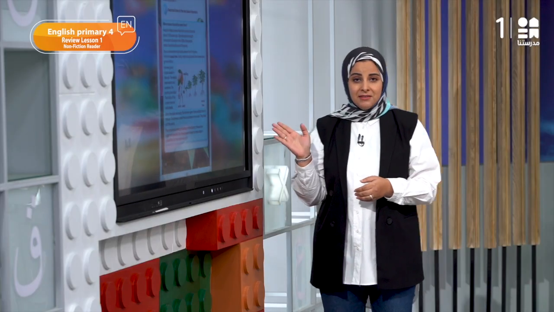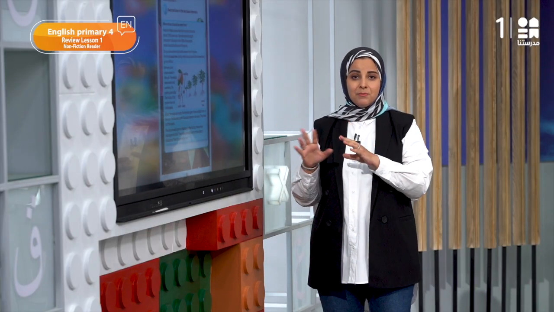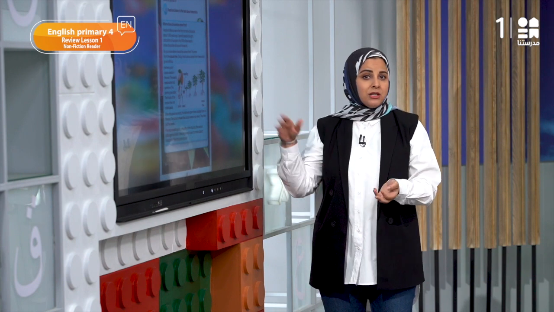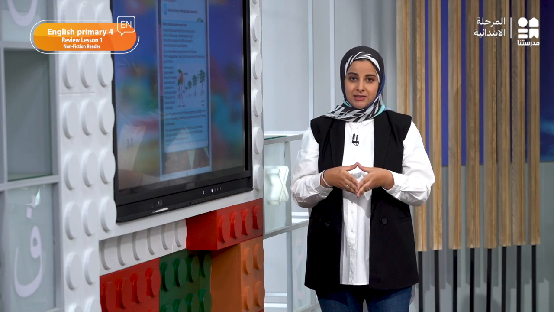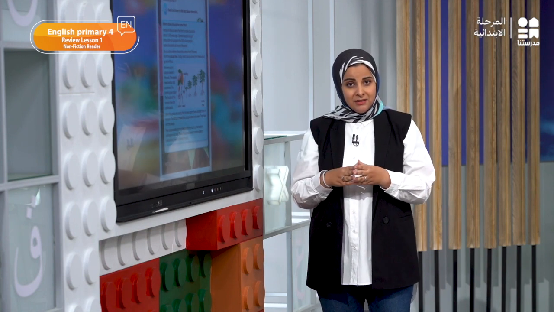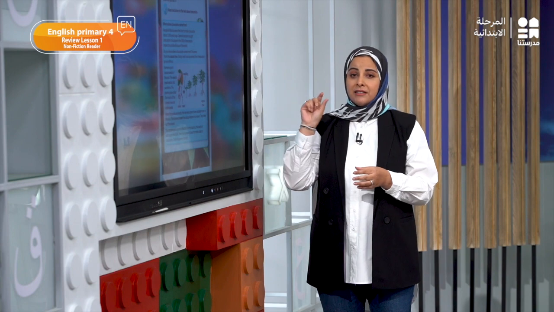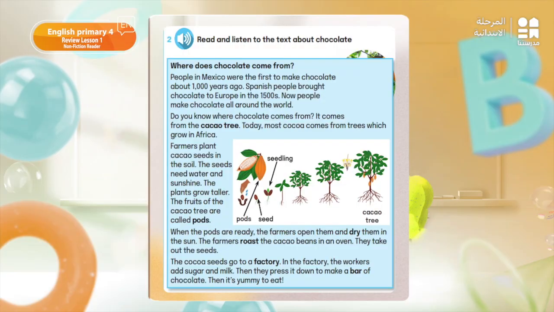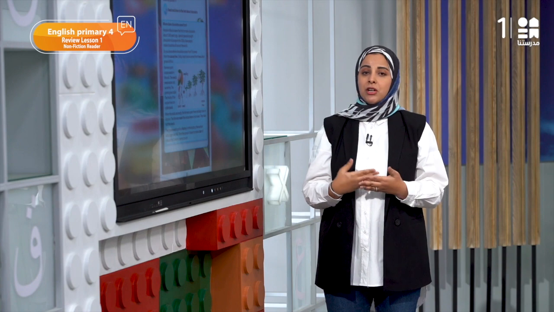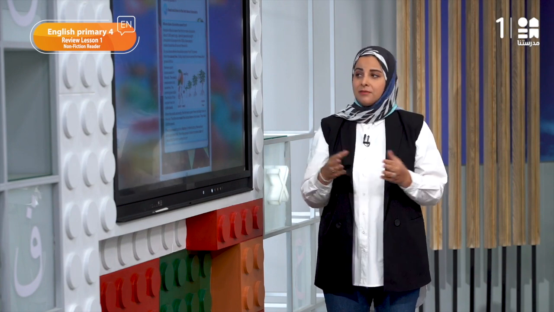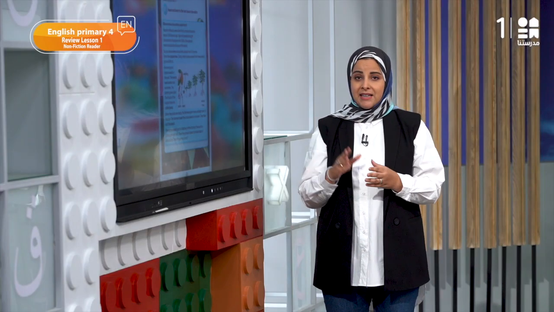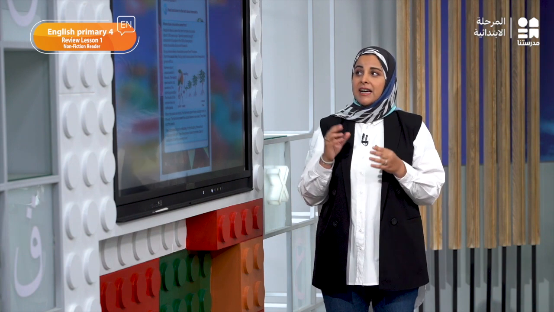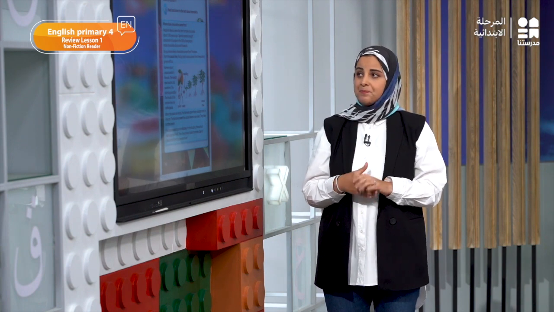التكست اللي قدامنا دي بتتكلم عن الشوكليت بتتعمل ازاي. بتمر بمراحل كتير قوي قبل ما توصل لنا as a bar of chocolate. تعالوا نقراها تاني one more time ونعرف معناها ايه. Where does chocolate come from؟ بنجيب الشوكليت منين أو ازاي؟ People in Mexico were the first to make chocolate about 1000 years ago. من 1000 سنة تقريبا كانت مكسيكو هي أول من اكتشف الشوكليت.